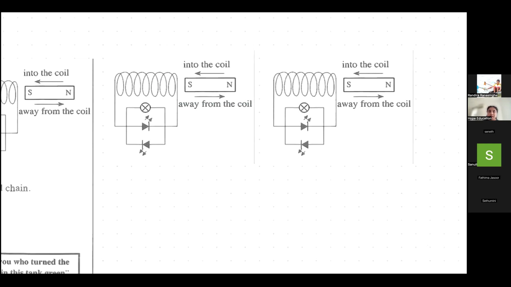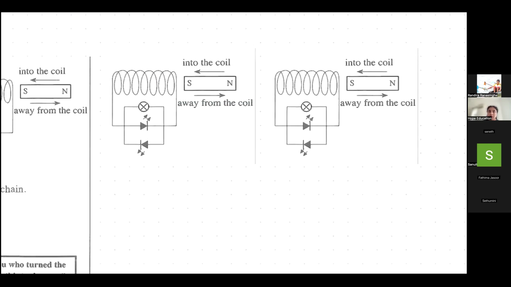මම ගොඩක් time වලන් discuss කරන්නේ උගන්ට අමාරු කියලා හිතෙනවා. But if you have any questions you can ask. So into the coil එක අපි මුලින් බලමු. Into the coil එකේ let's say current මෙහෙම යනවා.